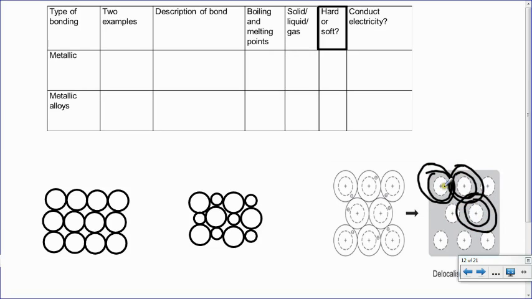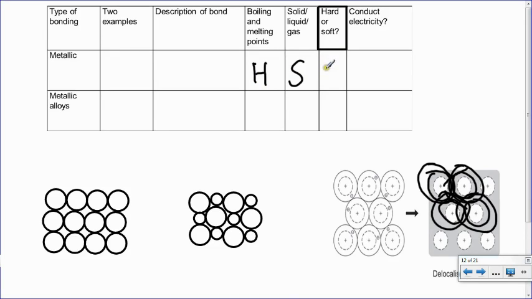When we look at the description of the bond, it's still a strong bond because this positive nucleus is attracted to those negative electrons in that atom, and the nuclei is attracted to the electrons from the atoms around it as well as its own. So that's what a metallic bond is. It's a strong bond, high boiling and melting points. It's going to tend to be a solid at room temperature.